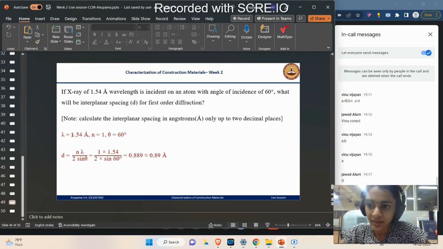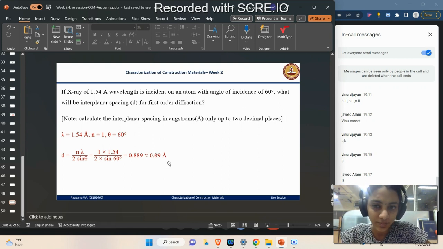So lambda is 1.54 angstrom, n is 1, theta is 60. This is the known data. So n lambda equals 2d sine theta, or d is equal to n lambda by 2 sine theta. So n lambda will be 1 into 1.54 divided by 2 into sine 60, which is equal to 0.889, which is approximately equal to 0.89 angstrom.